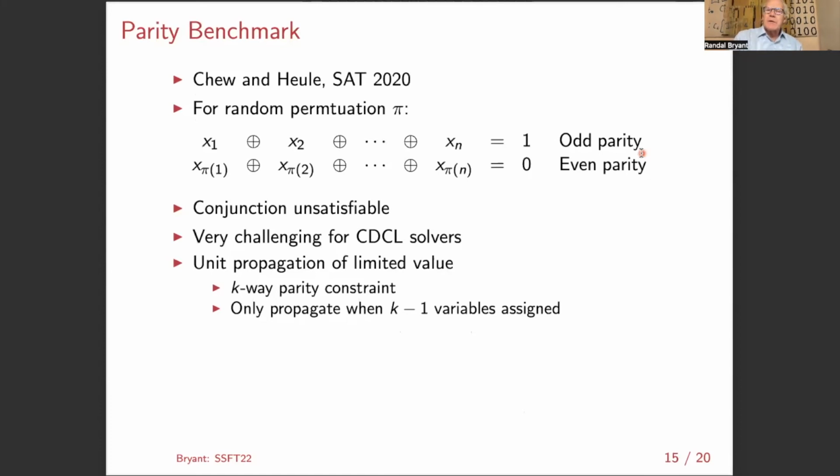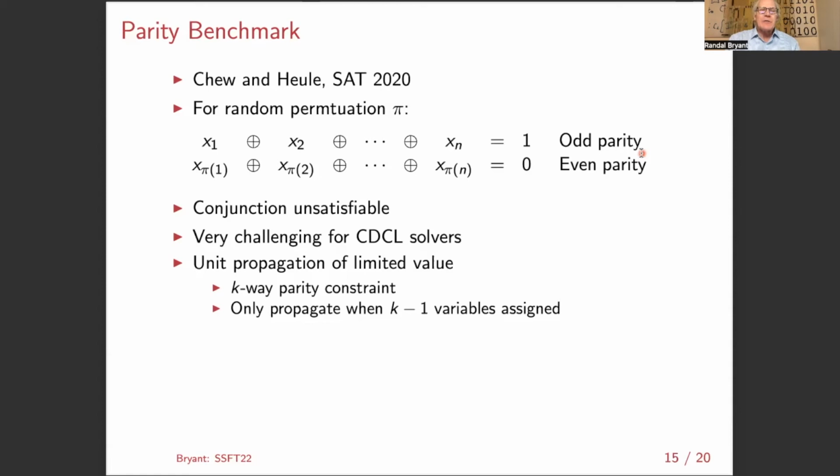Another benchmark that shows some weakness in CDCL solvers was shown as part of a paper by Chu and Höhle back in 2020. It's an example of a class of formulas for which CDCL does particularly poorly. Imagine that we have two sets of parity constraints. One saying that the variables x1 through xn have odd parity, and the other saying that they have even parity. So obviously, the conjunction cannot be true.